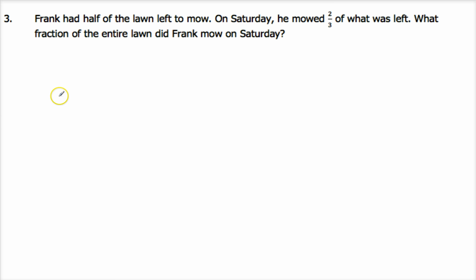My last problem is a word problem. It says that Frank had half of the lawn left to mow. On Saturday, he mowed 2/3 of what was left. What fraction of the entire lawn did Frank mow on Saturday?